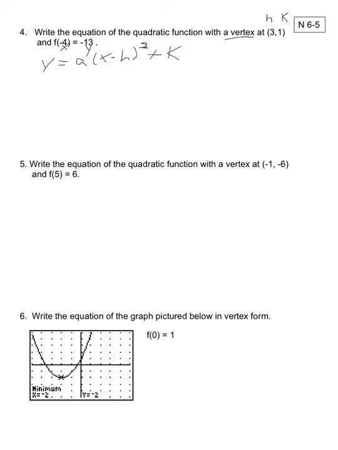Okay. We plug in our knowns now. Y is negative 13 equals, we don't know our a. X is negative 4. Negative 4, and then minus my h, which is 3, all squared, plus my k, which is 1. Clean up the parentheses. Negative 4 minus 3 is negative 7 squared. Bring down the rest.